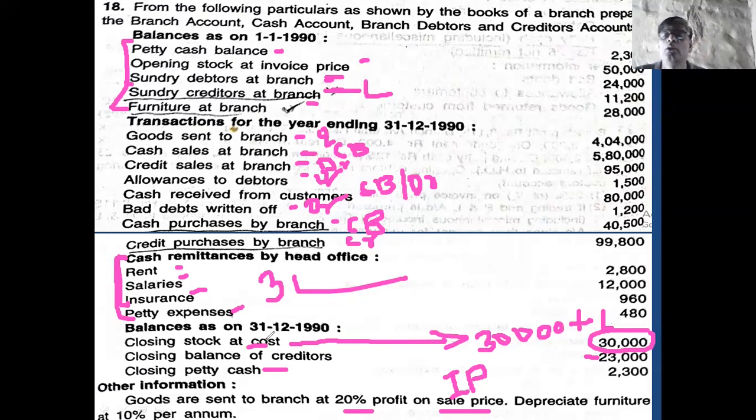You have to add loading, then enter in the account. I'll show it. And next is goods sent to branch 20%, depreciate furniture 10%.